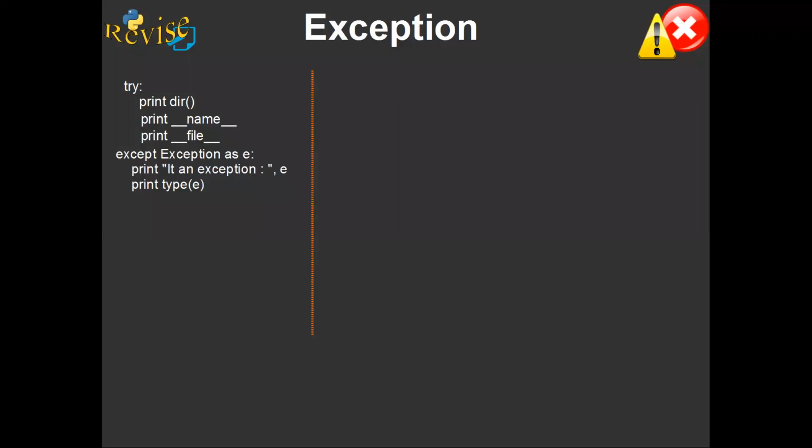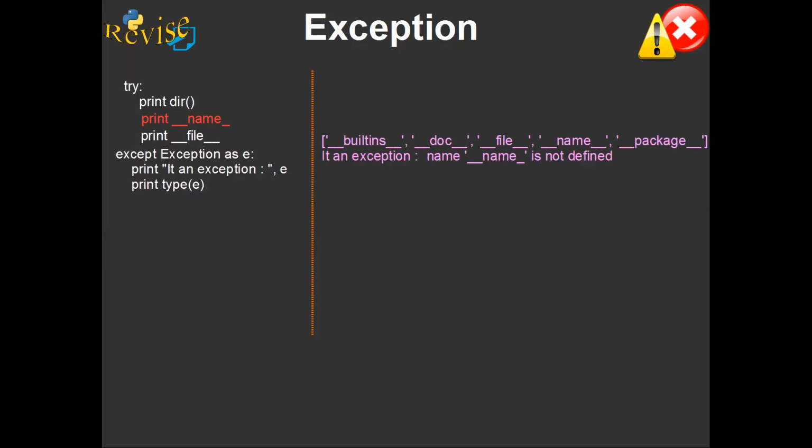And we are catching if there is an exception. Exception is the base class for exceptions. So here, as there is no exception, it prints dir, then name and the file name. Now what we will do, we will introduce an exception or an error. In name, we remove one underscore, and we get an error, that is a name error.